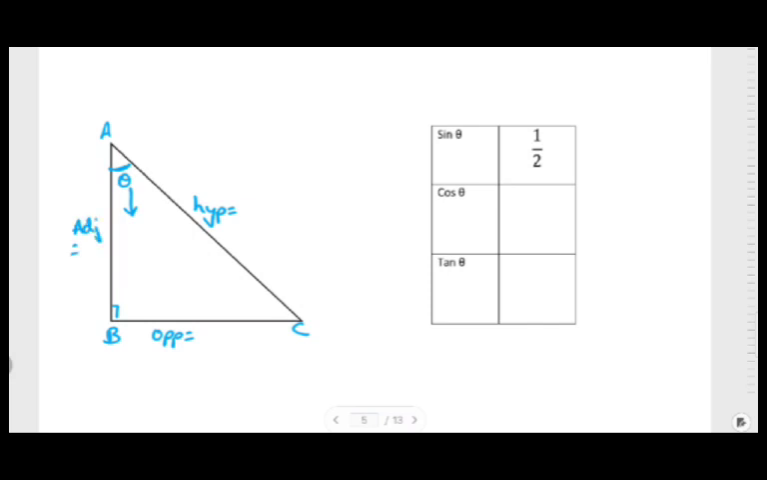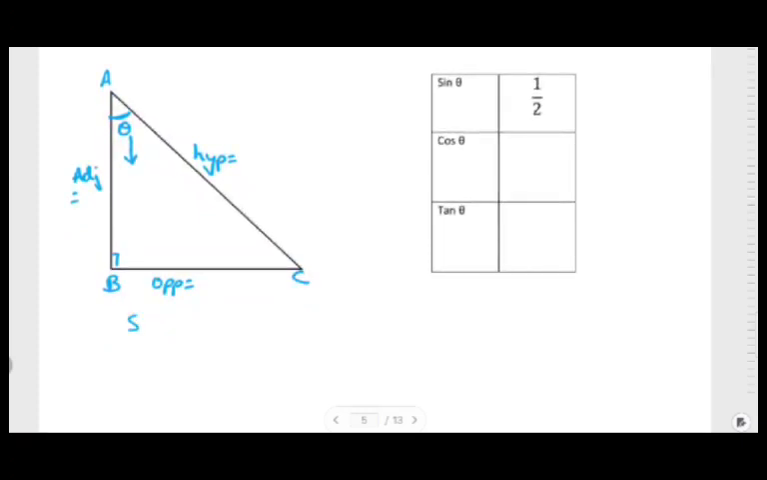Alright, let's see. Sine means opposite upon hypotenuse. What is my opposite this time? BC. What is my hypotenuse, which remains the same? AC. But my sine value given is half. That means my opposite value is 1x, correct? My AC, which is my hypotenuse, is going to be 2x, correct?